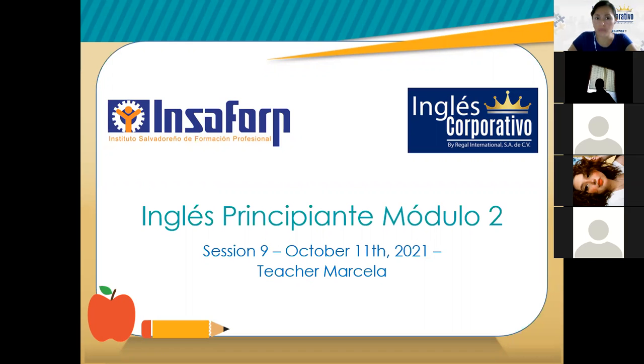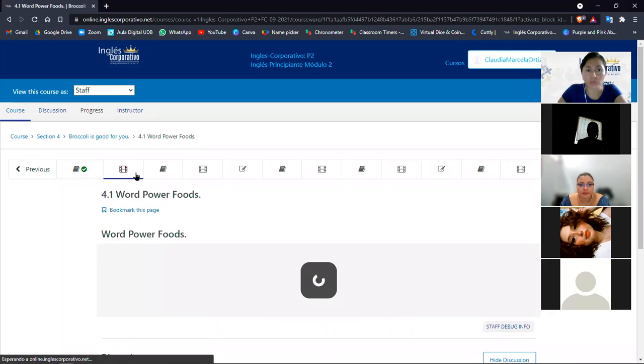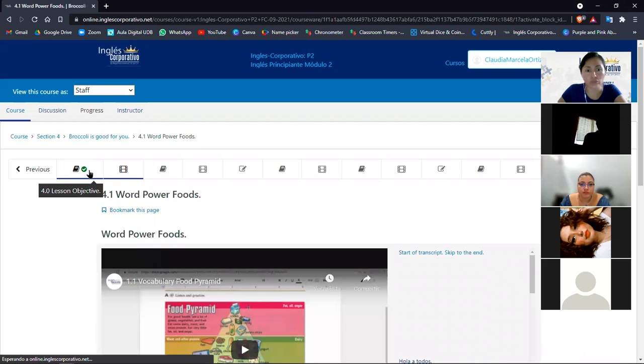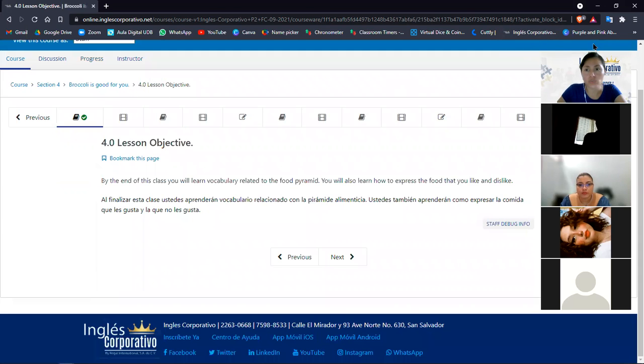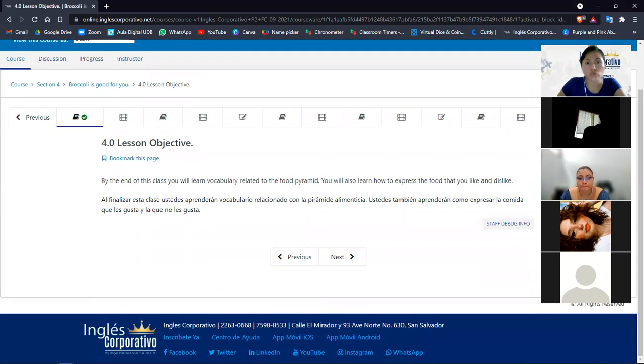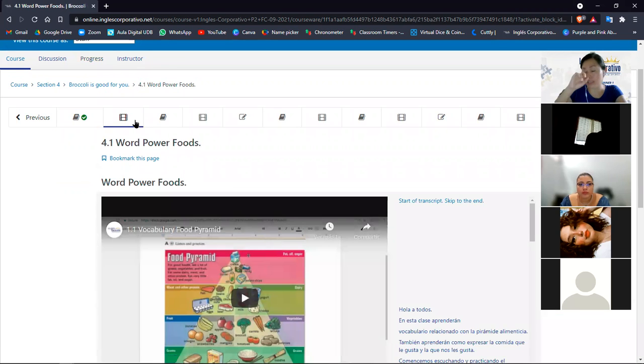Entonces, I will just share with you la pantalla completa. So, this is the first objective. Prácticamente nos hemos quedado entre el 4 y el 4.1, ¿verdad? This was the objective for today, right? Este de acá. By the end of this class, you will learn vocabulary related to the food pyramid. You will also learn how to express the food that you like and dislike, okay? So, todavía nos falta esa parte, hablar sobre like and dislike, okay? But I will talk about that tomorrow, okay?